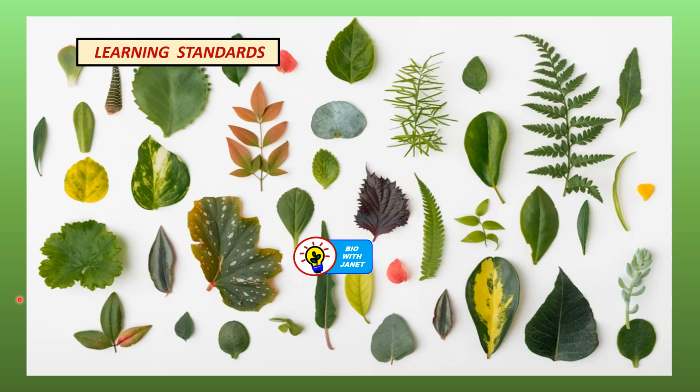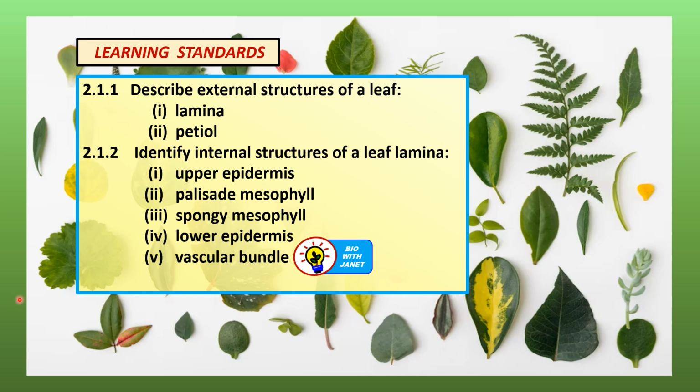The learning outcomes for this lesson are as follows. Firstly, we should be able to describe the external structures of a leaf, and these are the lamina and the petiole. Secondly, we should be able to identify internal structures of a leaf lamina, namely the upper epidermis, palisade mesophyll layer, spongy mesophyll layer or tissues, lower epidermis, and vascular bundle. We should also know the adaptations of each of these parts for the process of photosynthesis.